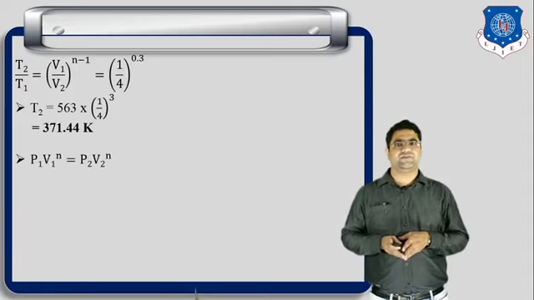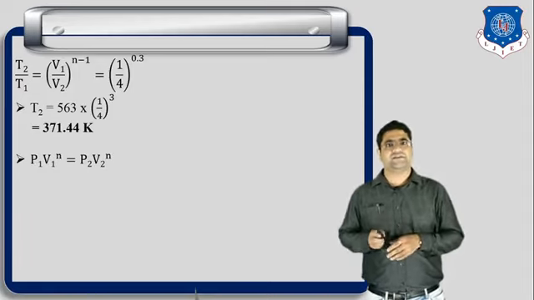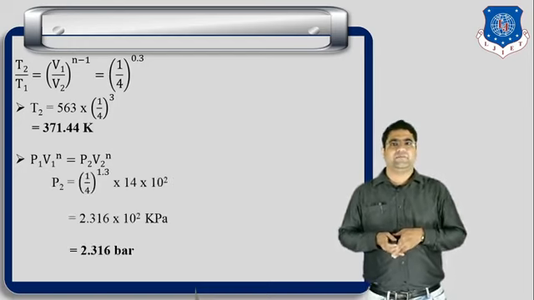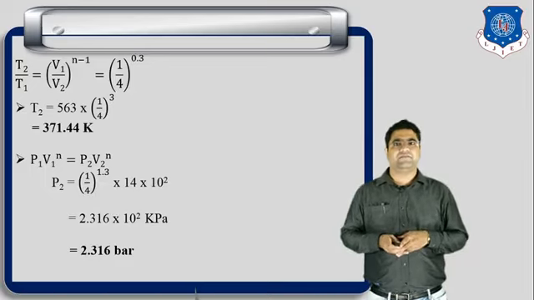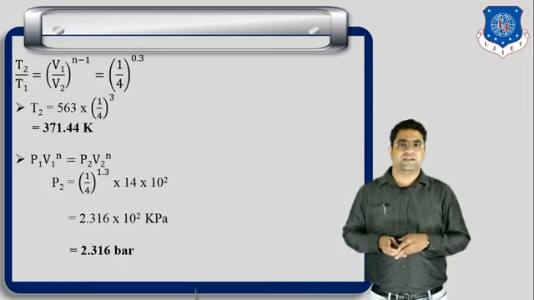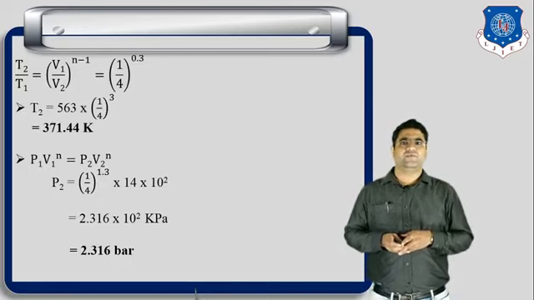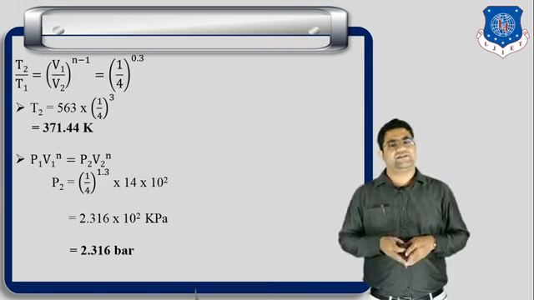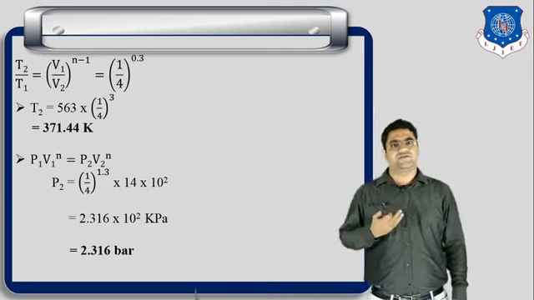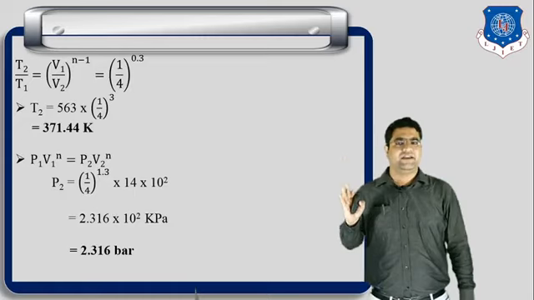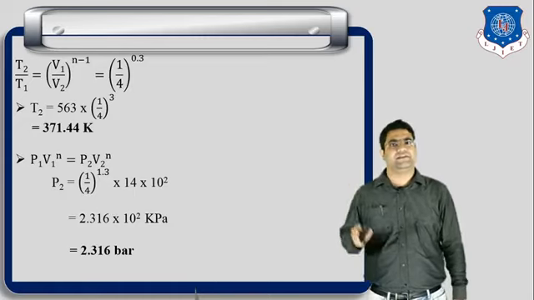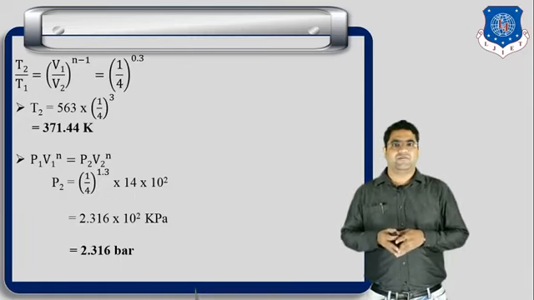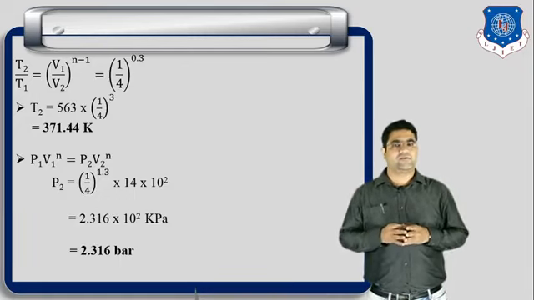Next is P1 V1 raised to n equals P2 V2 raised to n. So from this relation we can get the final pressure. So we can write P2 is equal to P1 multiplied by 1 by 4 raised to 1.3. That is the value 2.316 bar. So this is the value of the final pressure. So the values which we needed to determine we have found, that is the final pressure, final temperature, and initial and final volume. Okay, so this is all about the numericals of the polytropic process.